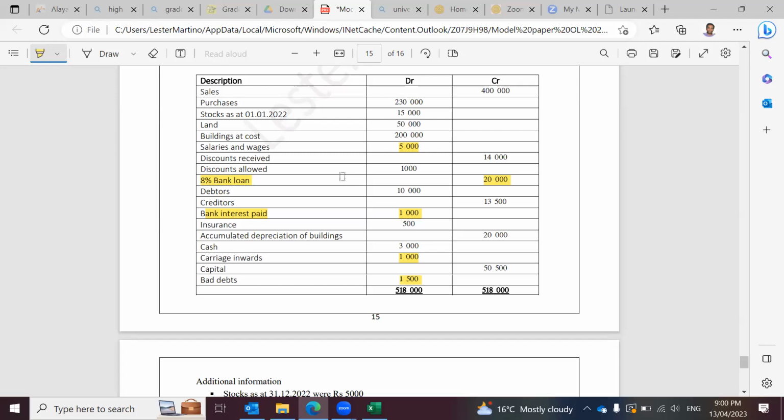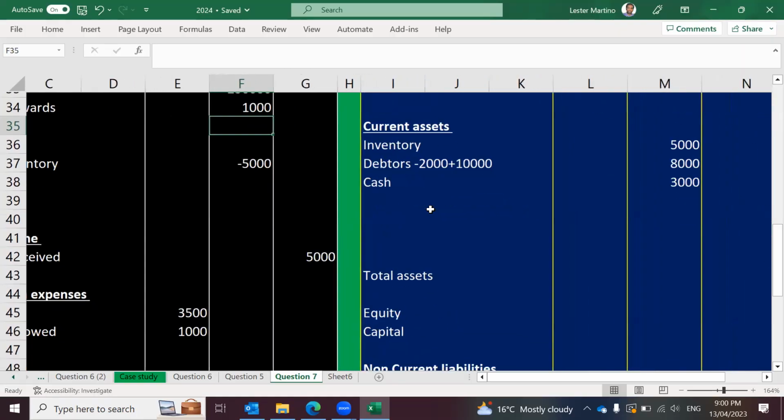Capital 50,500. So here, go to second column, 50,500. Capital 50,500.